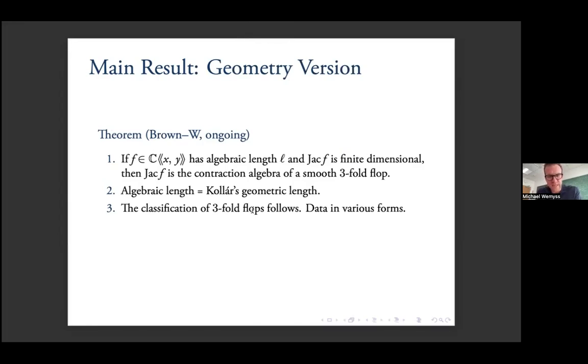So this is ongoing, and I want to explain why it's ongoing, because the last bit I just talked about is written. So here we have an object of algebraic length, and the Jacobi algebra is finite dimensional. And our claim is that actually that is a contraction algebra of some smooth threefold flop. So afterwards you've classified something algebraic, and we have to convince ourselves that everything in that classification is a contraction algebra.